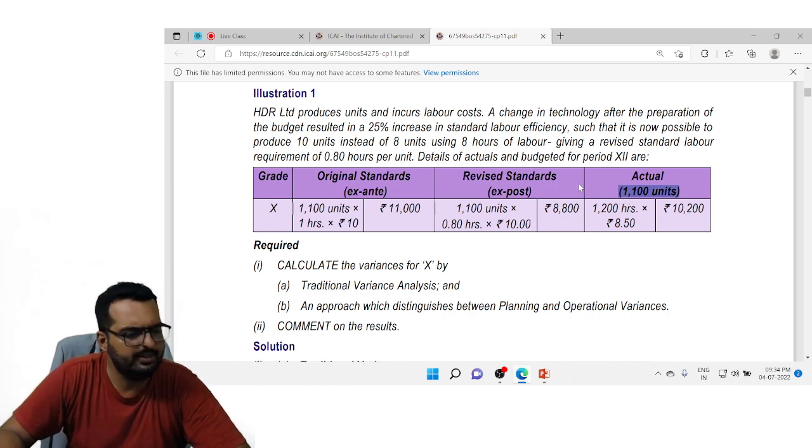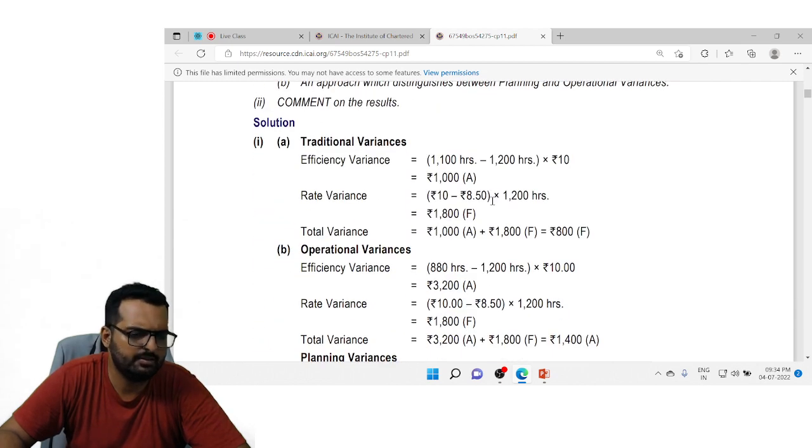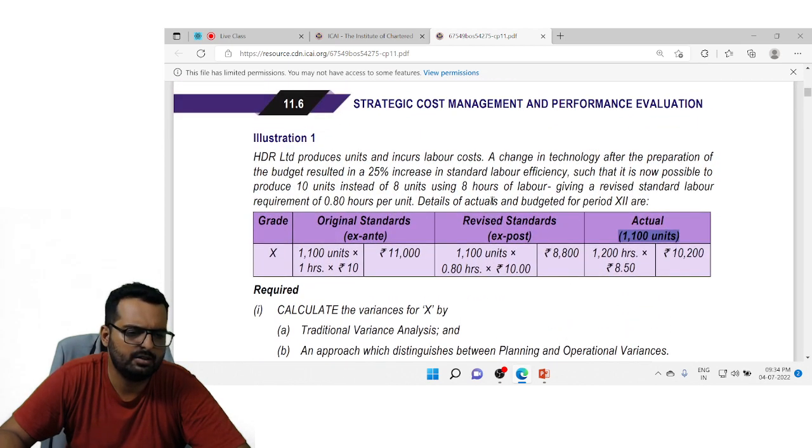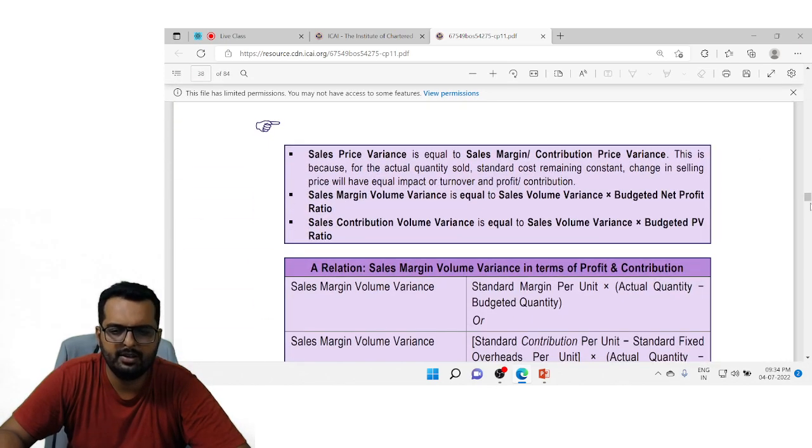Yes, yes, yes. All right. And the other thing is that if it's negative it means adverse, positive means favorable. Okay. Favorable. Yes. Always, always, always. Okay. Thank you.